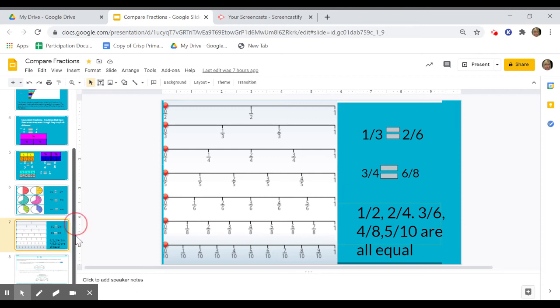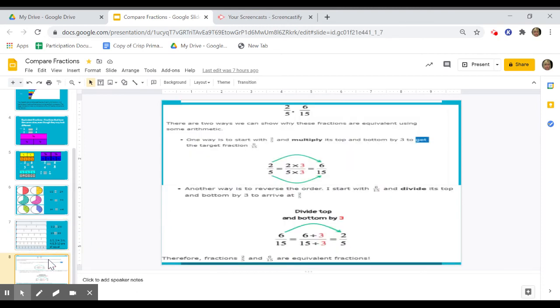And then the last way we found equivalent fractions is by multiplying and dividing. We were trying to find out if 2/5 and 6/15 were equivalent. One way is to start with 2/5 and multiply its top and bottom by 3 to get the target fraction 6/15. If you did that, 2 times 3 is 6, and 5 times 3 is 15. Yes, 2/5 and 6/15 are equivalent.